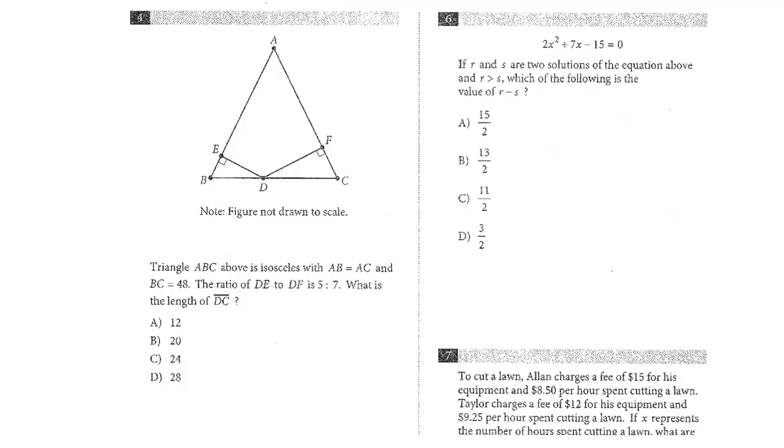Triangle ABC is isosceles, which means AB equals AC. And BC equals 48. The ratio of DE to DF is 5 to 7. What's the length of DC? So basically we're looking for this one.